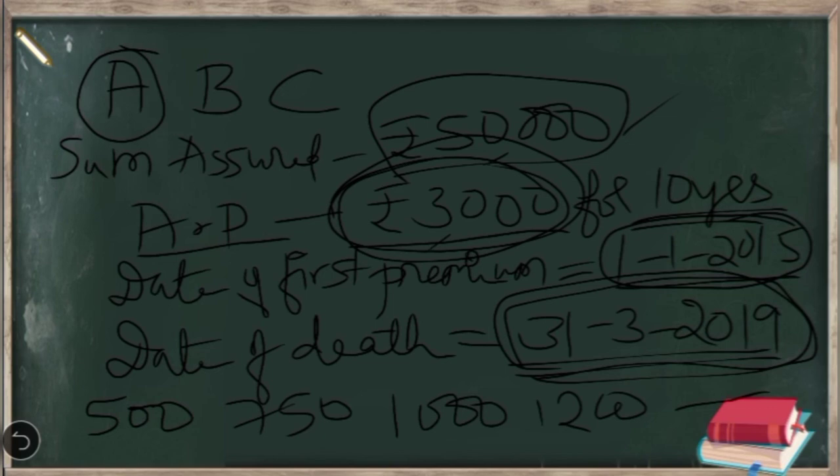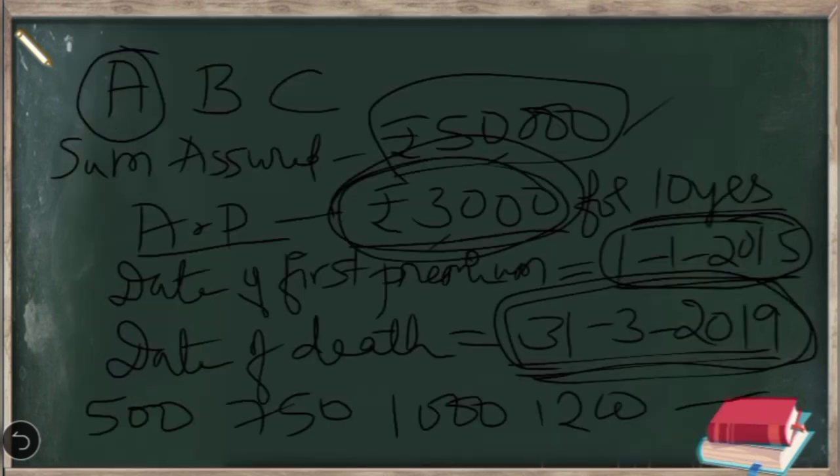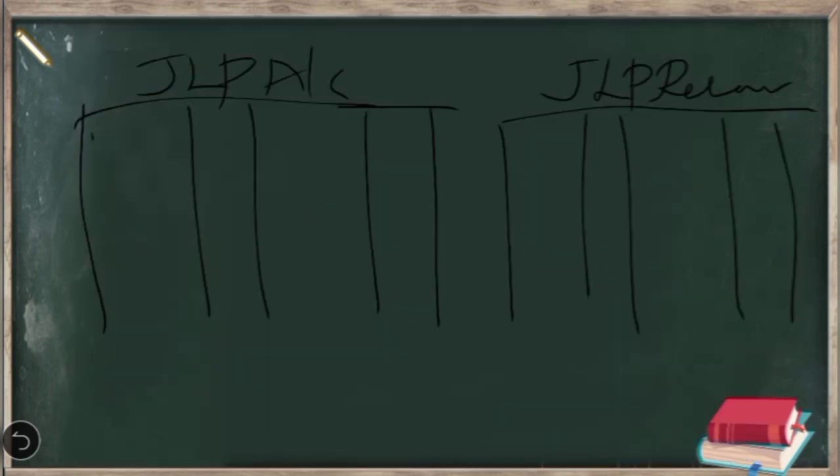So the third entry says that we have to reduce the amount which is there in the joint life policy account as well as joint life policy reserve account at its surrender value. But before that, we have passed two entries. The first entry for making the payment of premium. What is the entry we have done here? Joint life policy account debit to bank account. So in the joint life policy account, we are going to write to bank account. What is the annual premium you are going to pay?